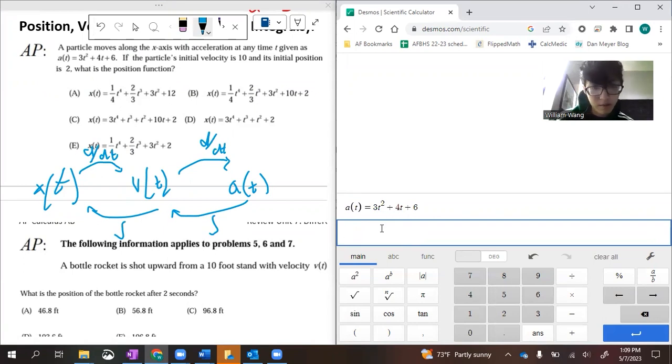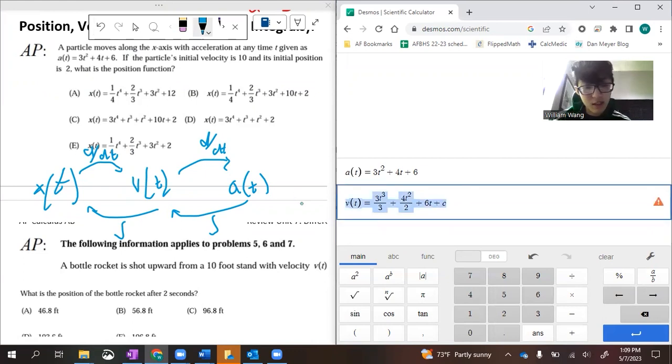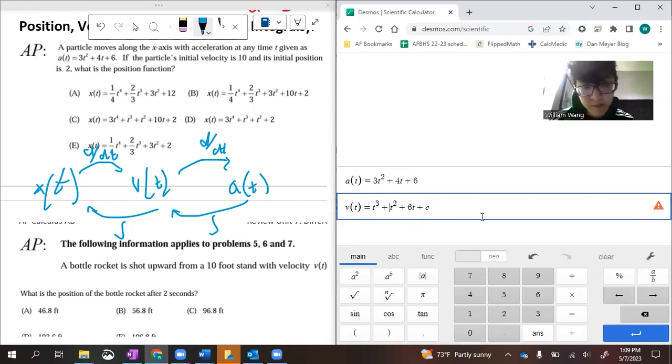So I'm going to take one integral. Going back to velocity, when I take my integral, I get 3t cubed over 3. This is just an anti-power rule, plus 4t squared divided by 2, plus 6t plus c. Cool. I'm going to simplify this a little bit. 3t cubed over 3 divided by 3, so that this turns into 2t squared plus 6t plus c.